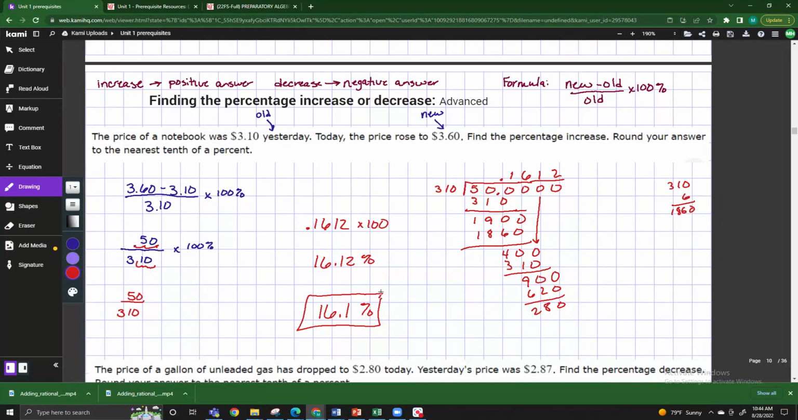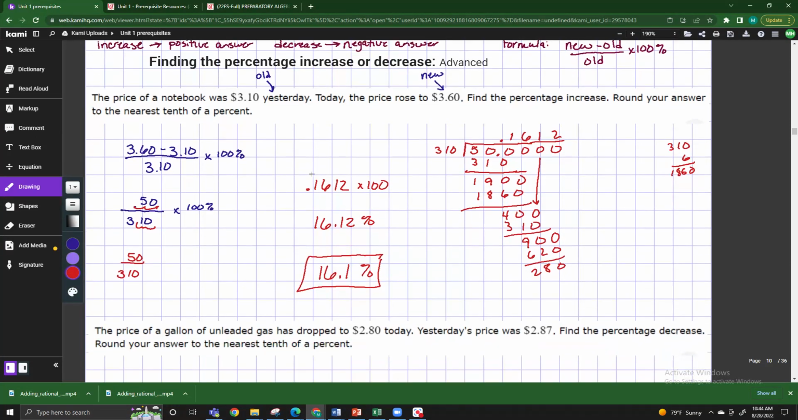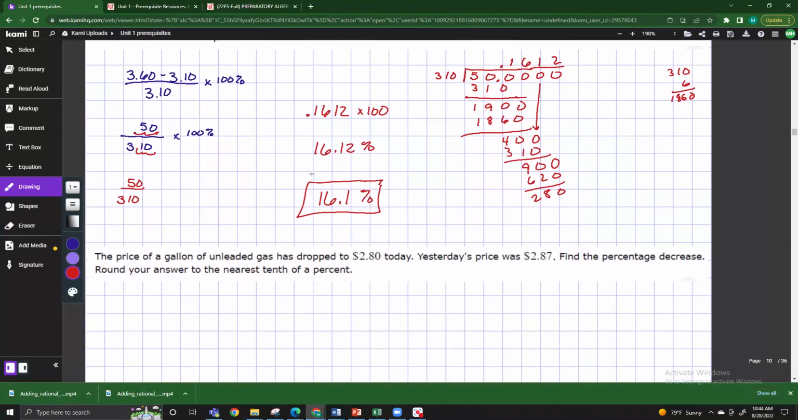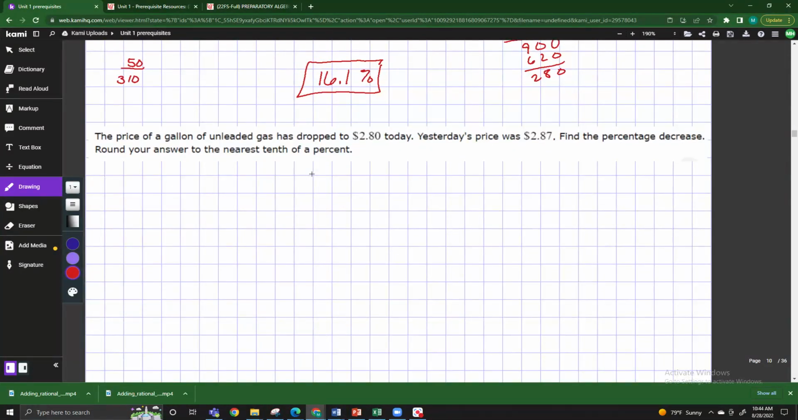I know, a lot of extra steps for how we're going to do this. Because these are kind of useful in a lot of other things, we're going to look at one other one just because it's good practice for us. So remember, it's always new minus old over old. So we have to decide what is new, what is old. The price of a gallon of unleaded gas has dropped to $2.80 today. So this is new because it's today.